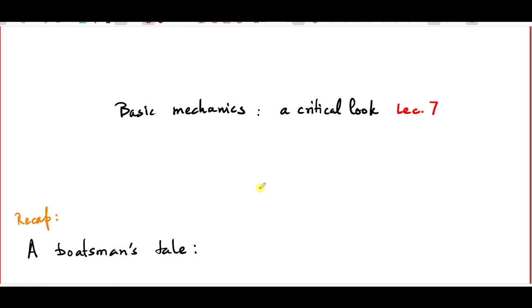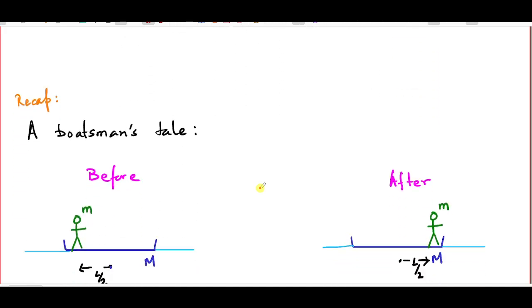This was a problem in which we had a boatman on a boat. The boatman's mass is small m, and the boat has a mass of capital M. The boatman is initially on one end of the boat, which is on a calm, quiet lake. And what the boatman does is that he moves over to the other side.